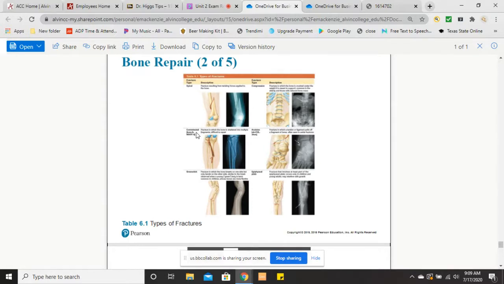Then you have a comminuted fracture. In a comminuted fracture, you shatter bone into pieces. Key phrase here is shatter bone. Kind of like glass. You could shatter bone just like glass. That's a comminuted fracture. Sometimes when you break a bone, it's not going to snap in two completely. It's going to bend and crack. We call those greenstick fractures.